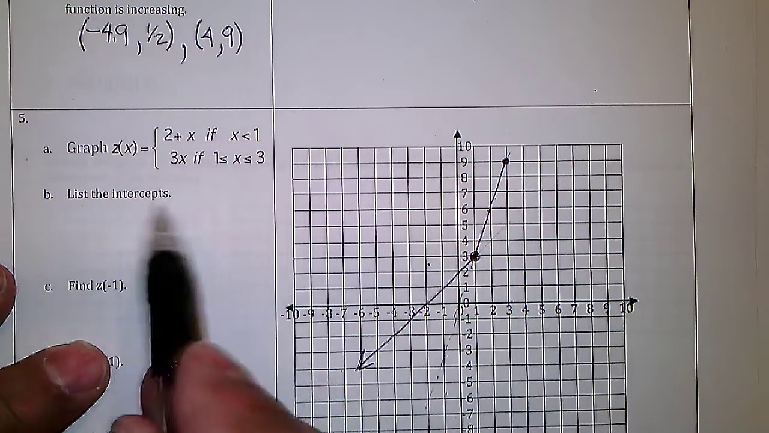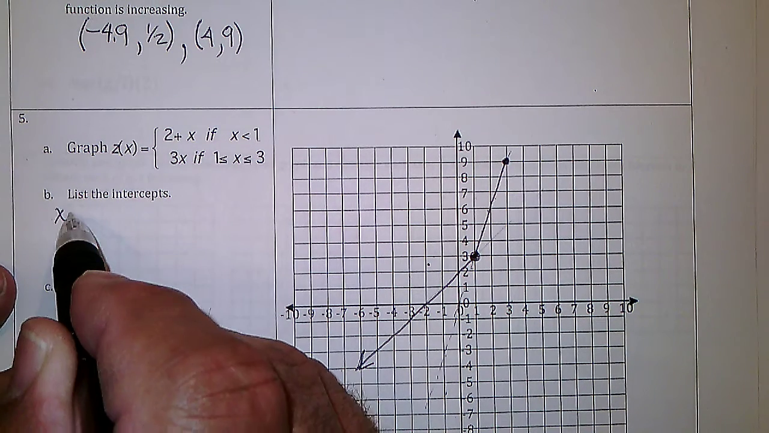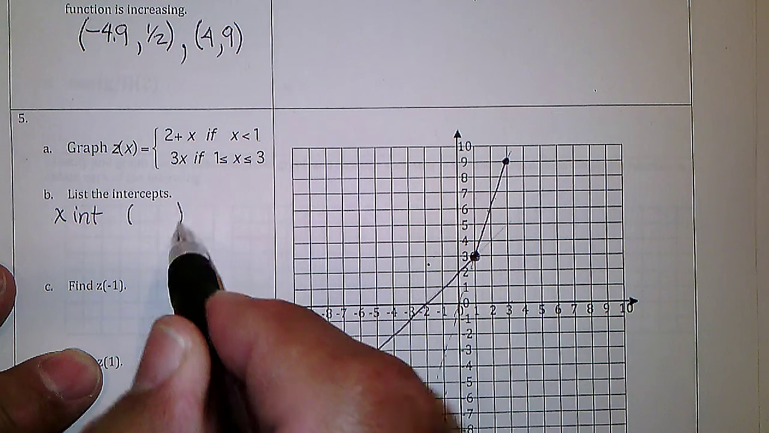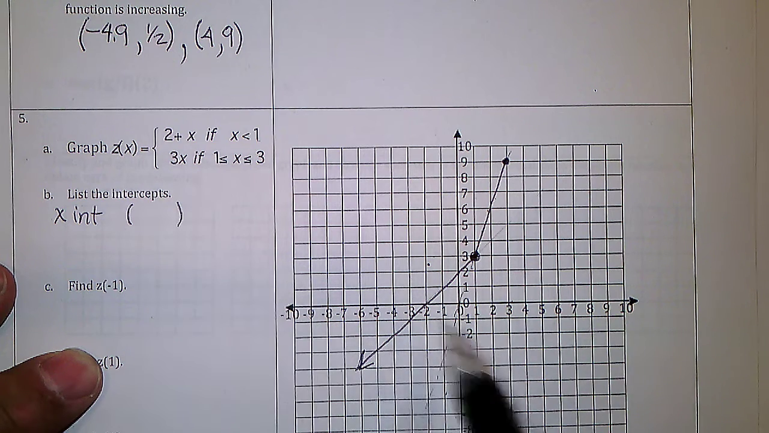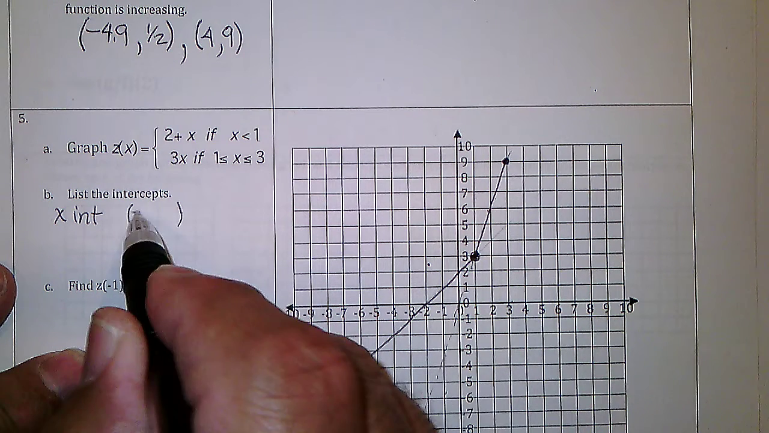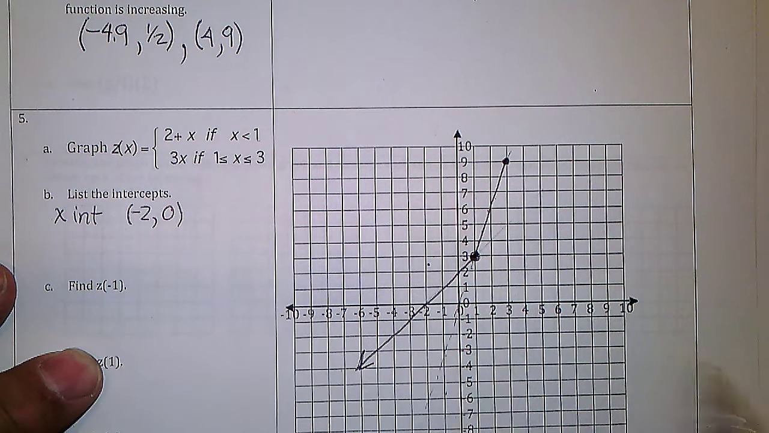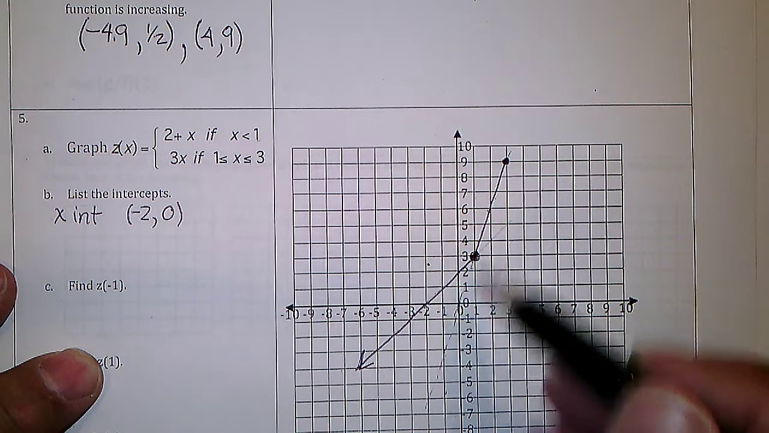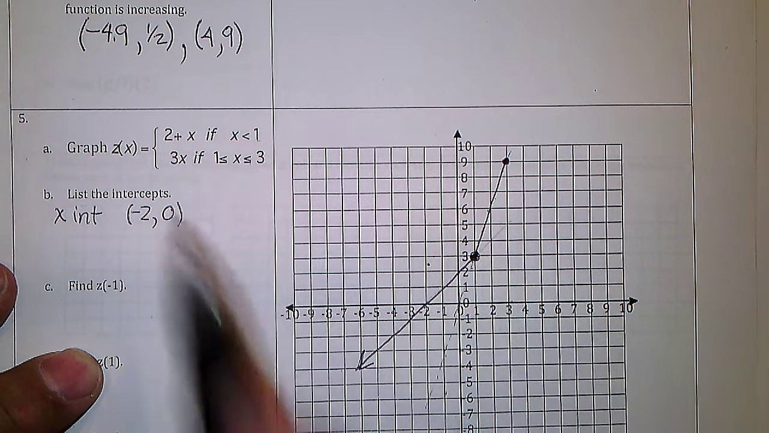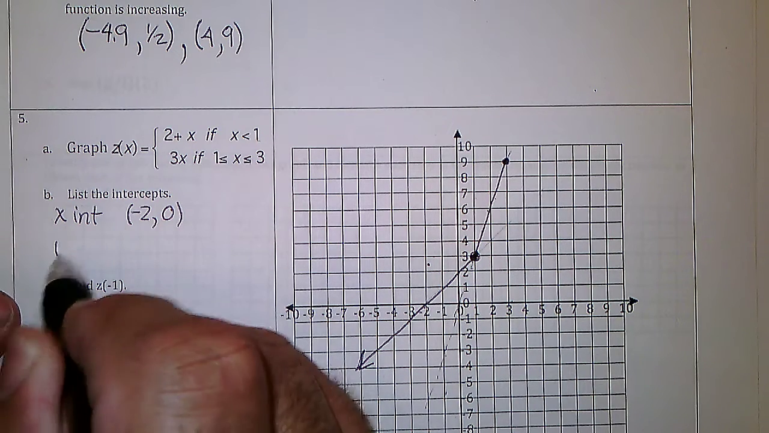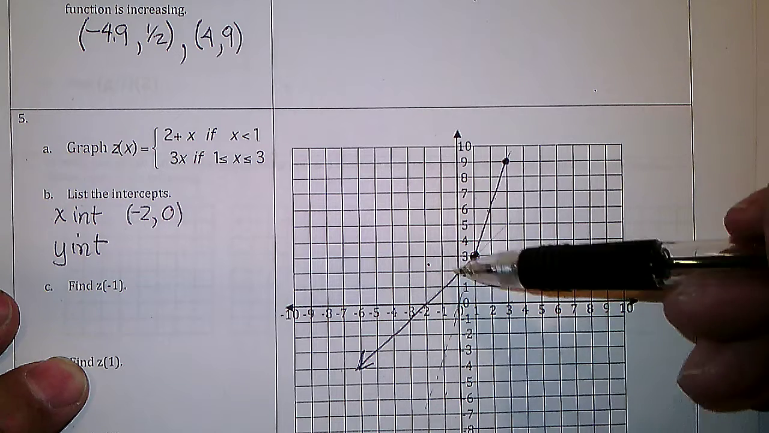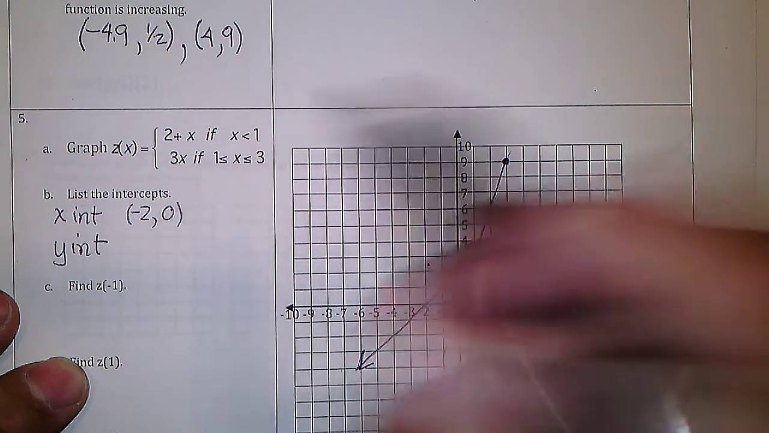Now, what are the intercepts? Well, the x-intercepts, again, are points. It crosses the x-axis at -2. This line would, if it went on, cross at 0, 0, but it doesn't. It stops there. So that's the only x-intercept. Y-intercept, that's on this line, and it hits right there at 0, 2.